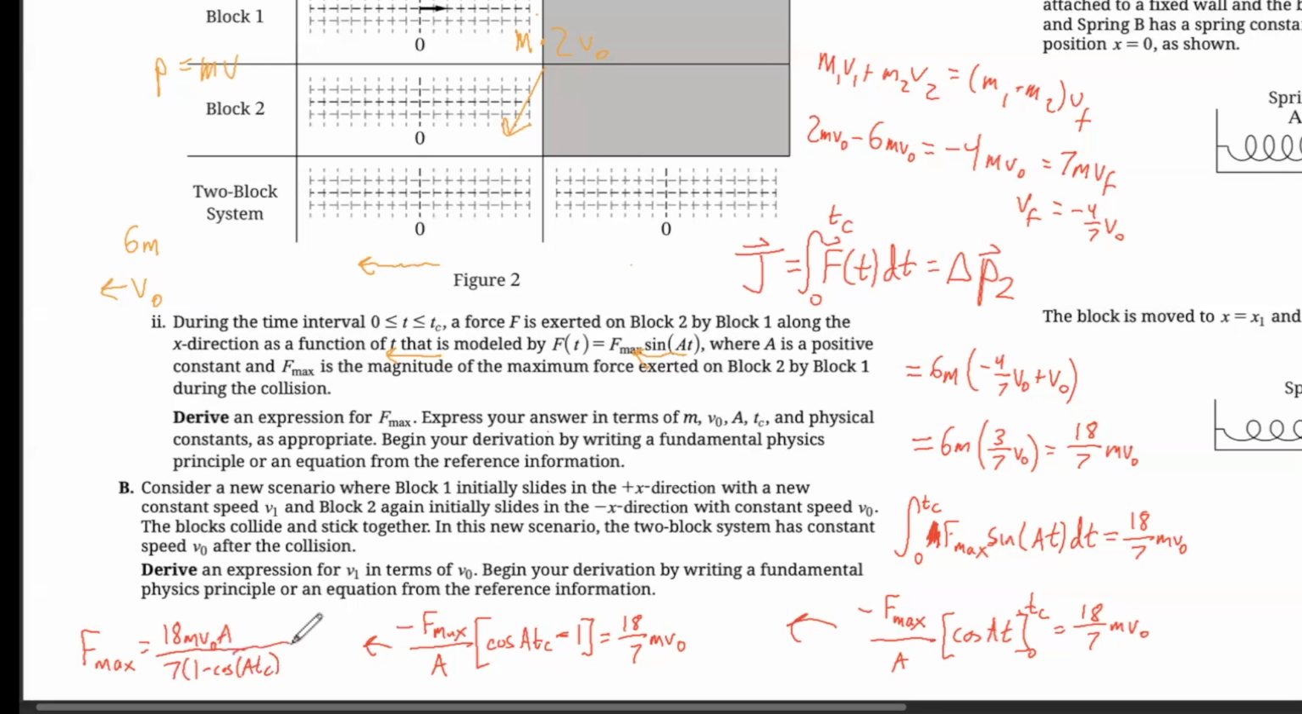This is so tedious, but using algebra, if I did that algebra correctly, which I think I did, that's what we should get for F max.